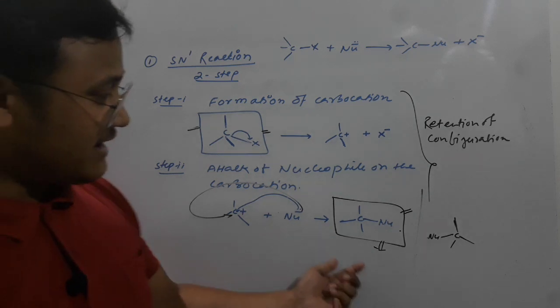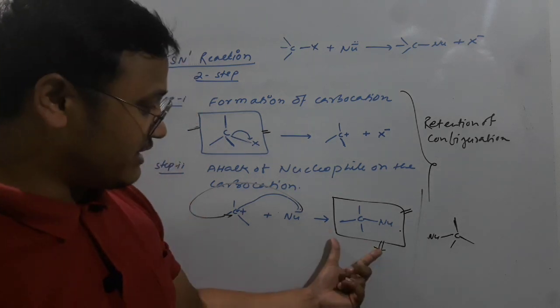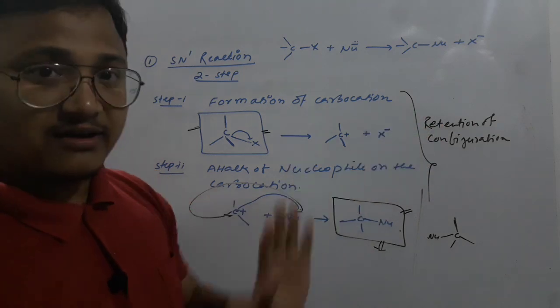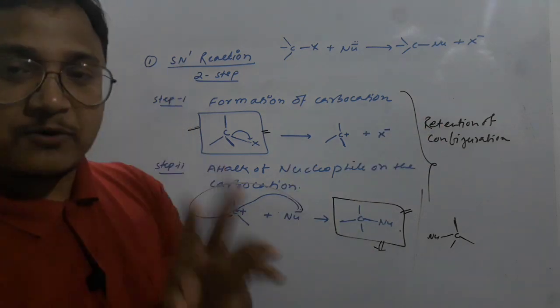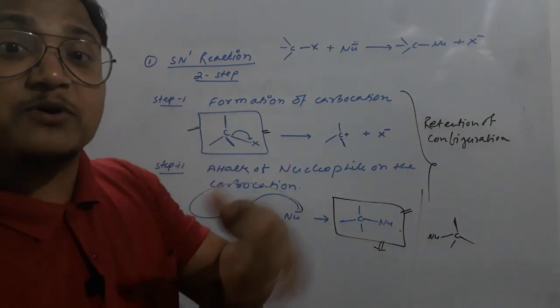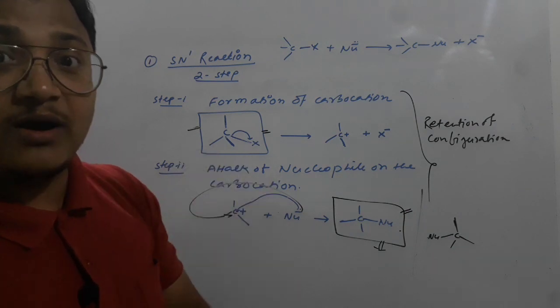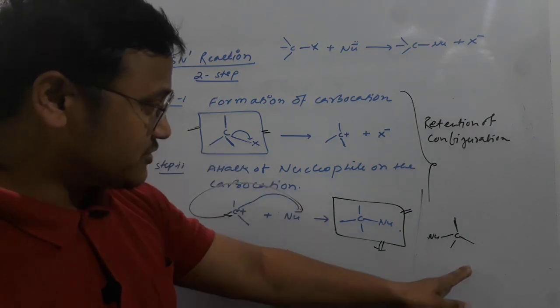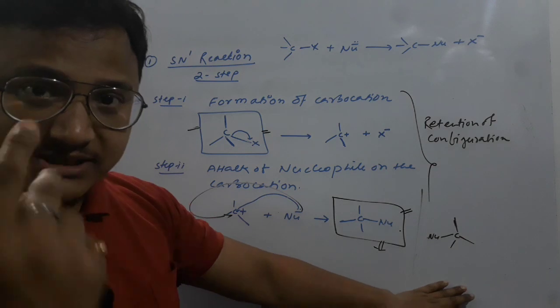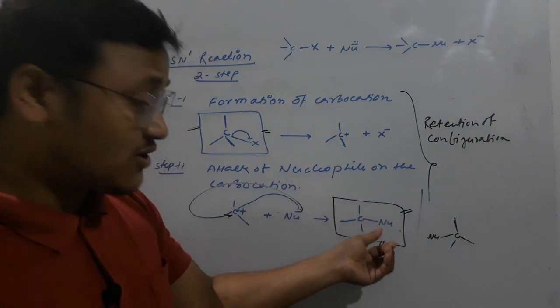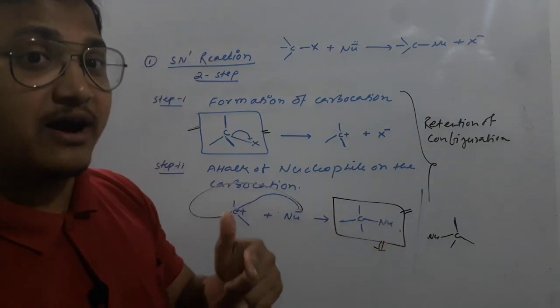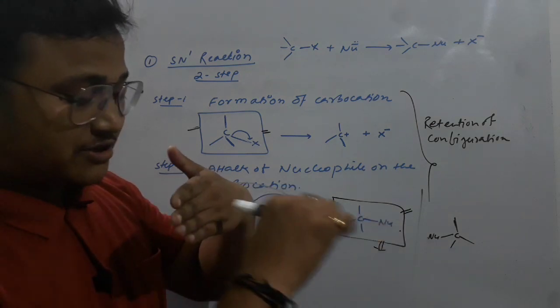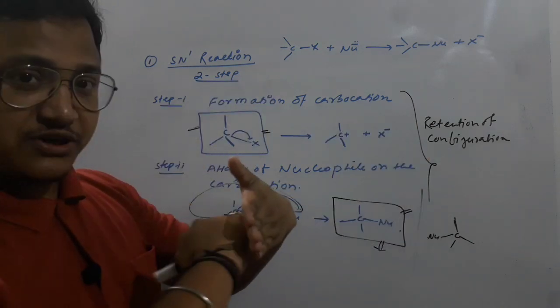That means we can have two different types of structure. If you look only at this structure, you will say retention of configuration. But two prospects can be there. We are talking about possibility. Now, if it happens, look, these two are the same product. What is the difference there? The difference is just the orientation of the nucleophile. One is in the same position as the halogen, another in the opposite position to the halogen.